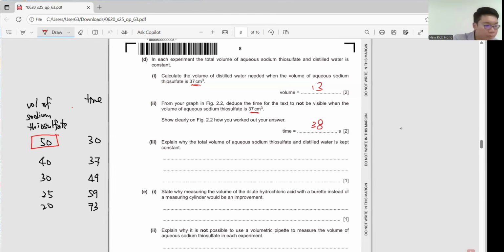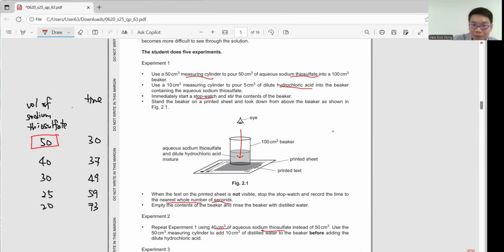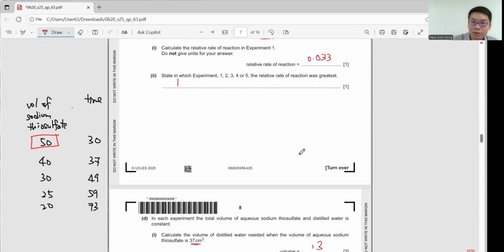Time is 38. And then explain why the total volume of sodium thiosulfate and distilled water are kept constant. So we can make sure that the depth here will be the same. If the depth is different, then it will affect the time for us to watch. We don't want this to affect our experiment.